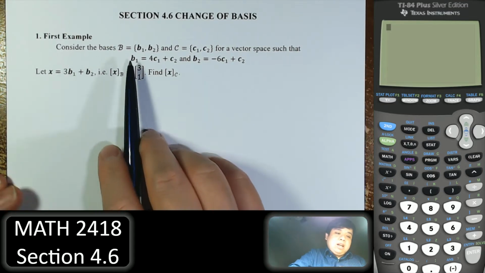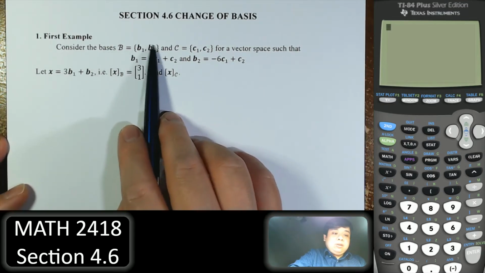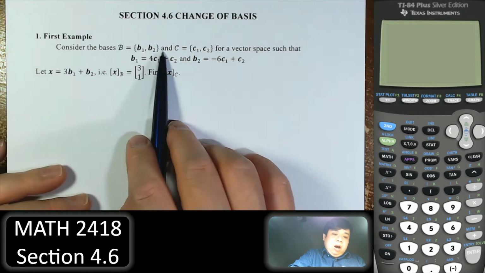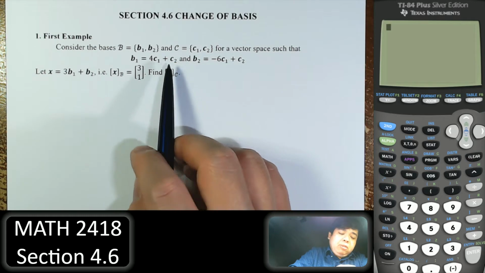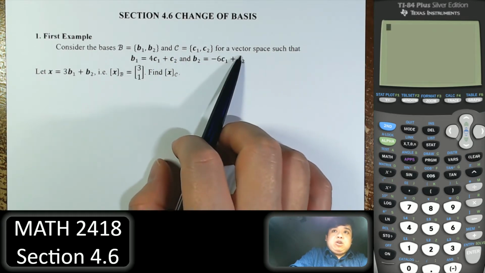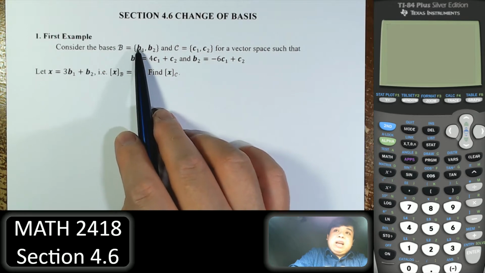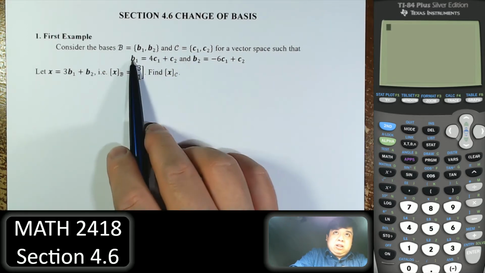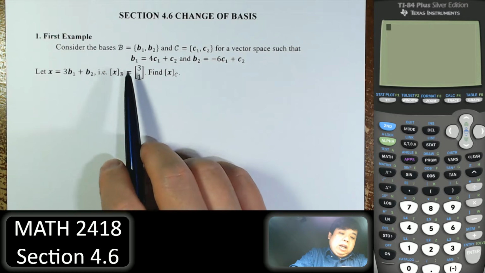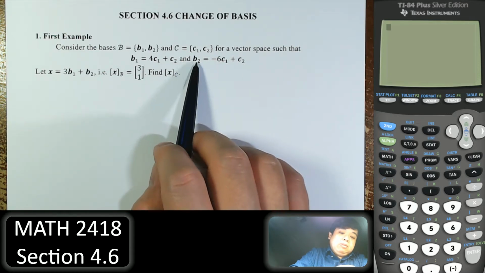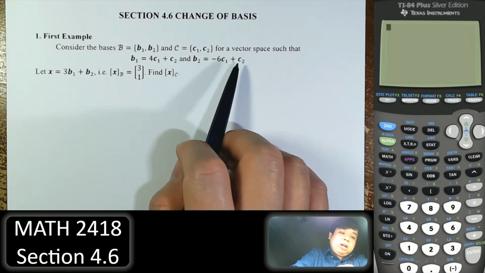We have the set of two bases, of course, of the same vector space. Of course, when we have the same vector space, it doesn't matter what the bases are, they must have the same number of vectors in the bases. So in this case, we have two. Let B1 be 4C1 and 4C2, and B2 is negative 6C1 and C2.